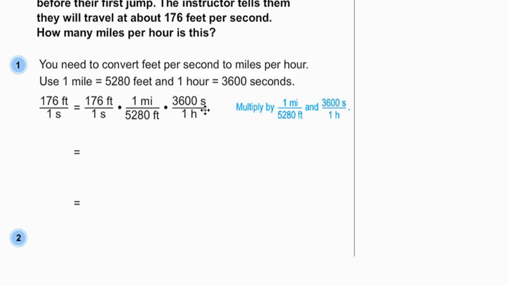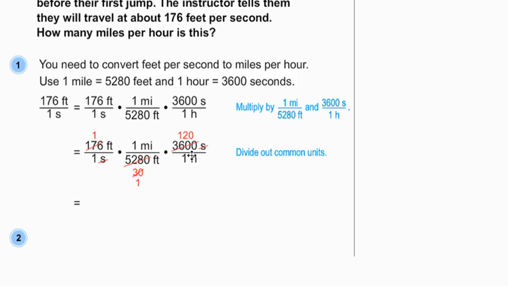Again, you might have up to 4 conversions in any given problem. So notice I put my feet diagonal from each other, and I put my seconds diagonal from each other. See, here it says 1 hour equals 3,600 seconds. You don't necessarily have to put the first one on top because like it said, they're both equal to 1, so it really doesn't matter how you flip it. So my seconds are diagonal from each other. And then here I can divide out the units.